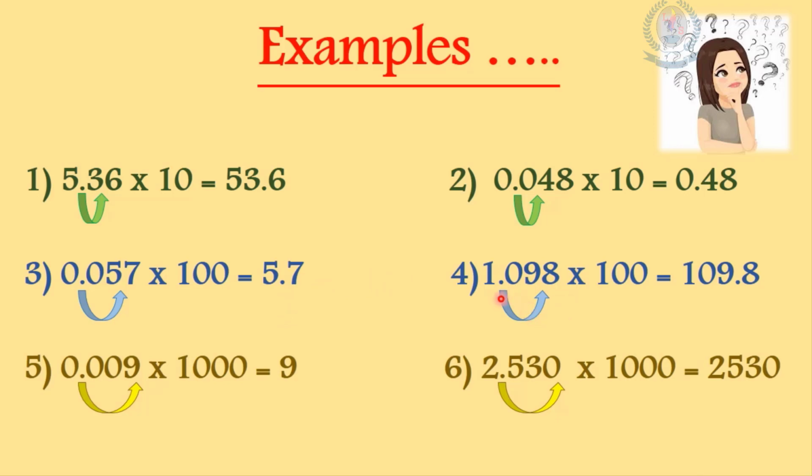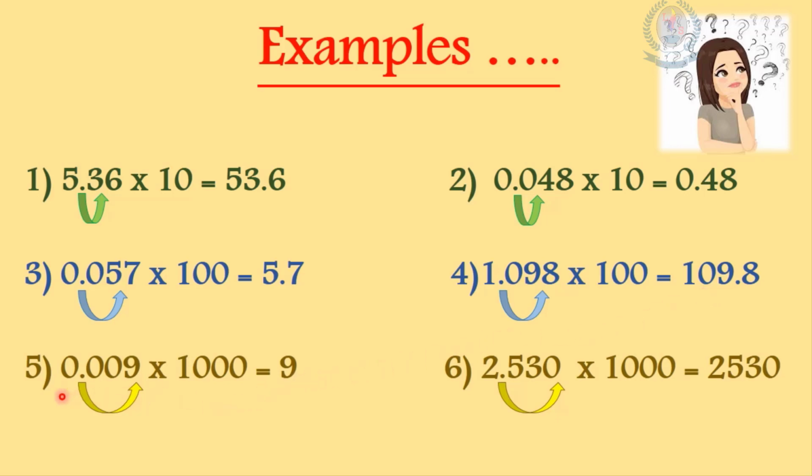Then fourth one, 1.098 times 100. Here also we have to multiply by 100. So in that case also we have to move the decimal place to right hand side by 2 digits. Now the decimal place is in between 1 and 0. After moving this decimal place to right hand side, then it comes in between 9 and 8. Then the answer is 109.8.